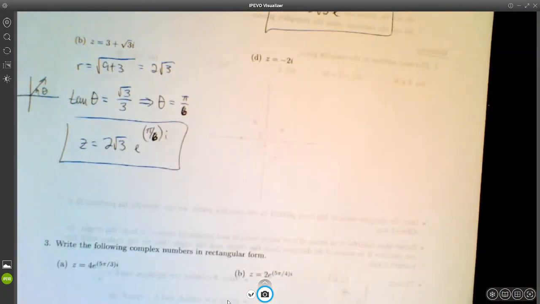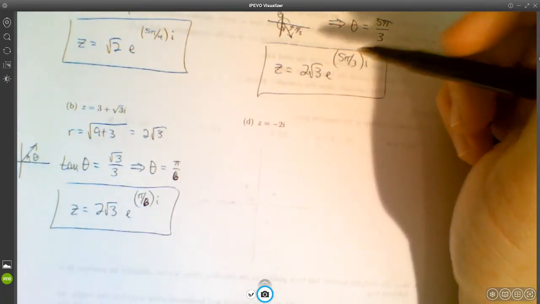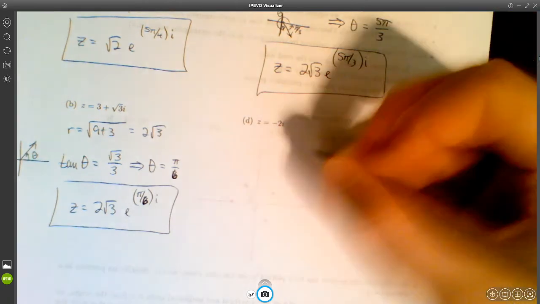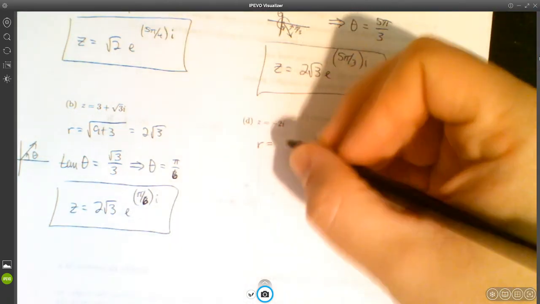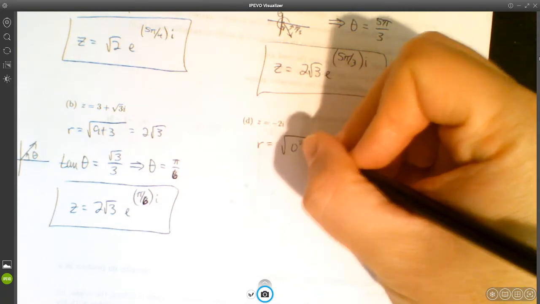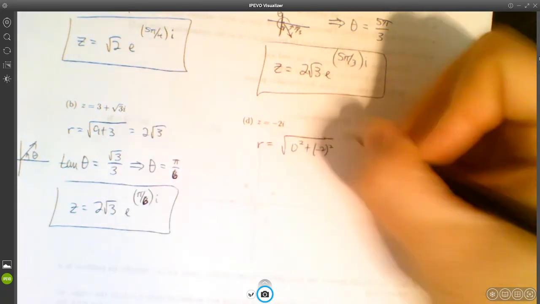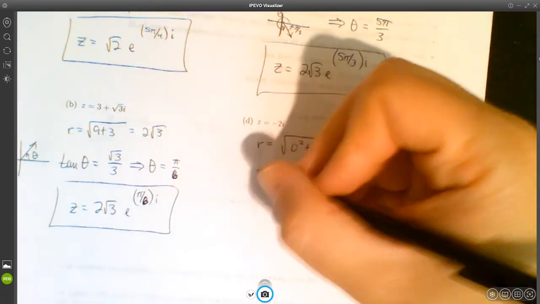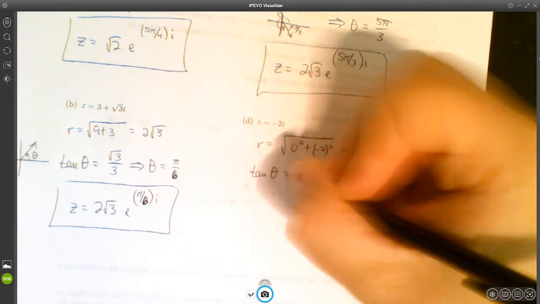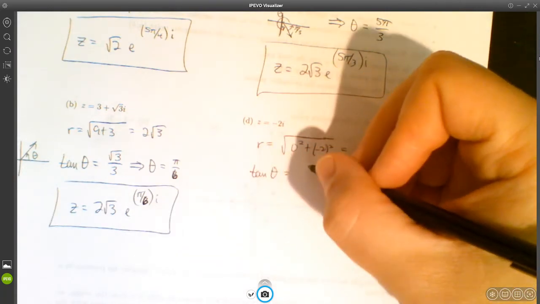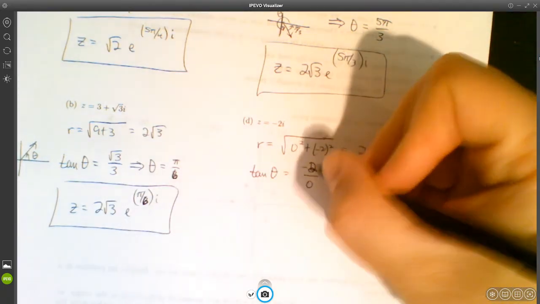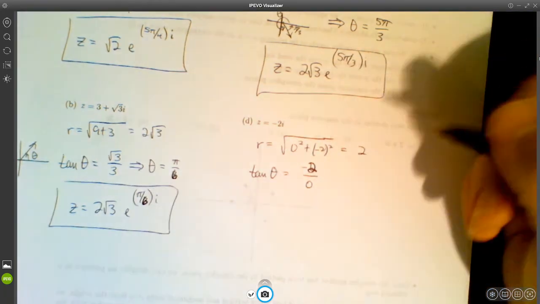Okay, one more, part D. I'll walk you through this one just because it looks a little bit strange at first. We've got z equals negative 2i. So first of all, you can say r equals square root of a squared plus b squared, right? Well, that's going to be square root of 4, which is 2. And then you can say tangent theta should be b over a. Ooh, there we have problems, right? B over a. So you might think undefined.